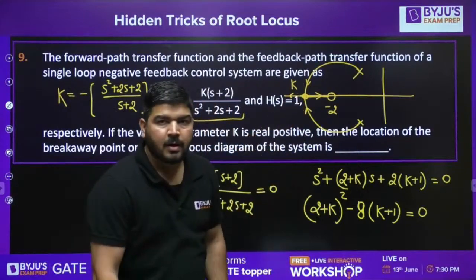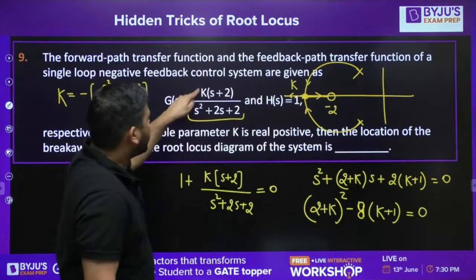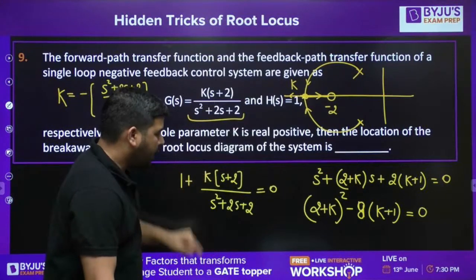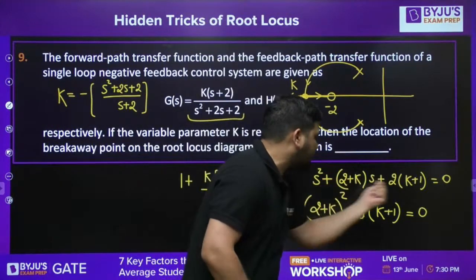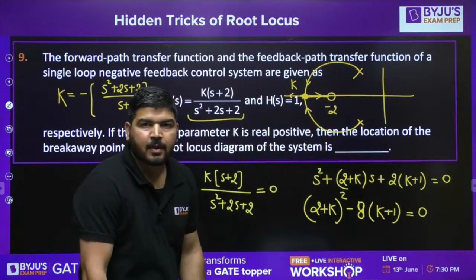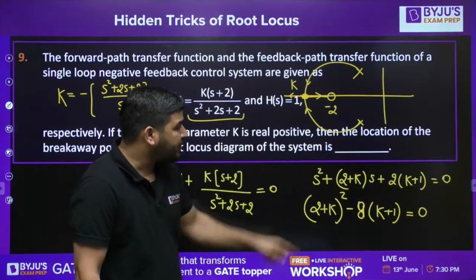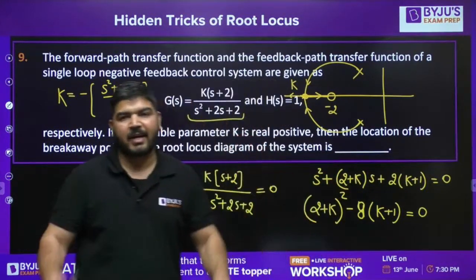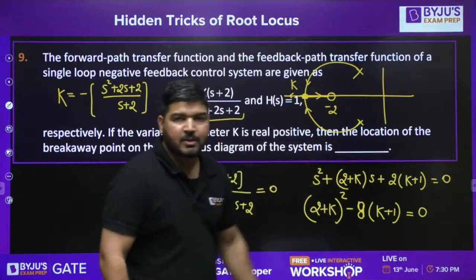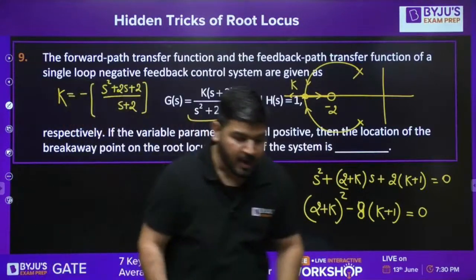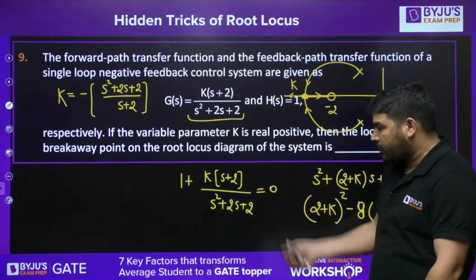Once you get this k value, now you can put the k value here, and you can put the k value here and calculate the roots of this equation. Okay, it's easy peasy. If options were given, we can directly solve that. But unfortunately, in this question, options are not given. That's the main problem. If options are not given, you have to solve the question.